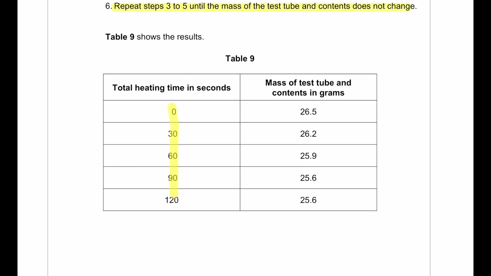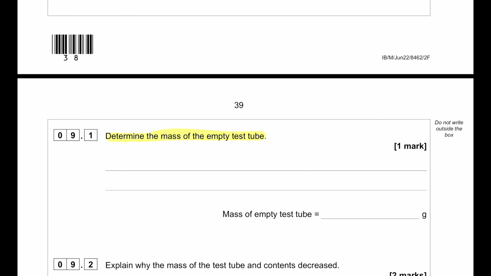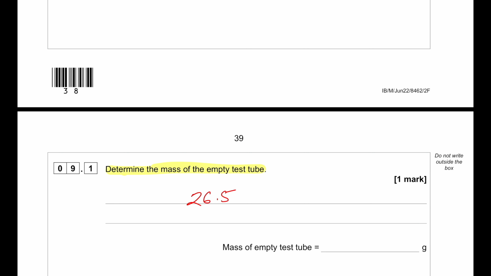So the results are given here. We can see from 90 to 120 seconds, the mass did not change. Determine the mass of the empty test tube. 2.65 was the mass of the test tube plus the hydrated cobalt chloride. So we will subtract 2 grams from there. So the mass will be 24.5.